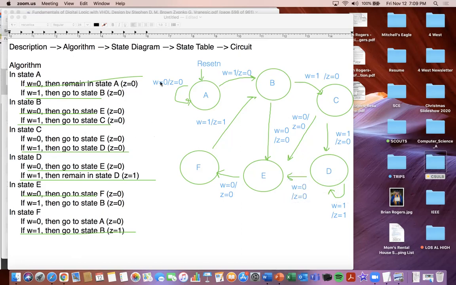And then our next one was in state E, if W is equal to 1, then go to state B. Oops. So W is equal to 1, then you go to state B. Okay, I'm sorry, W is equal to 0. Then you go to state, oh yeah, that's correct. Okay, we did that one.